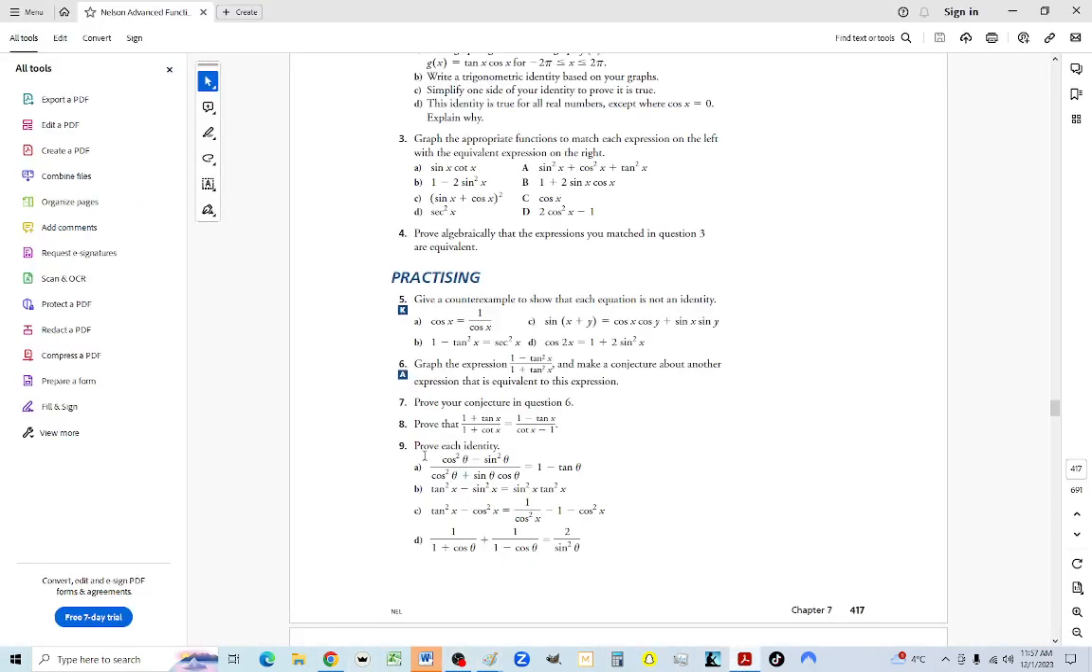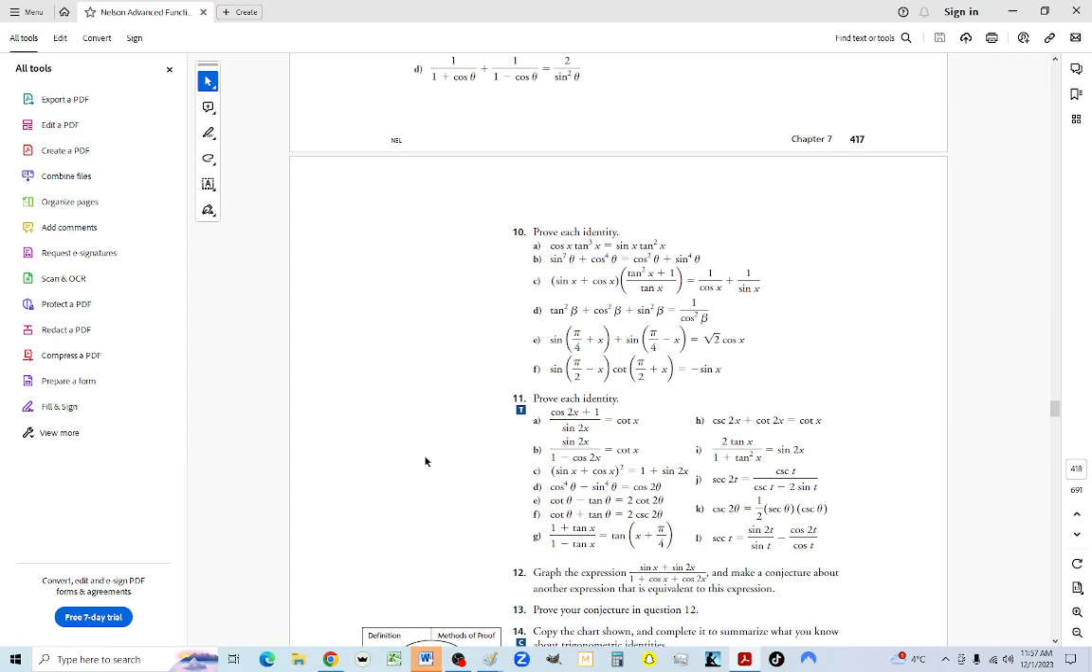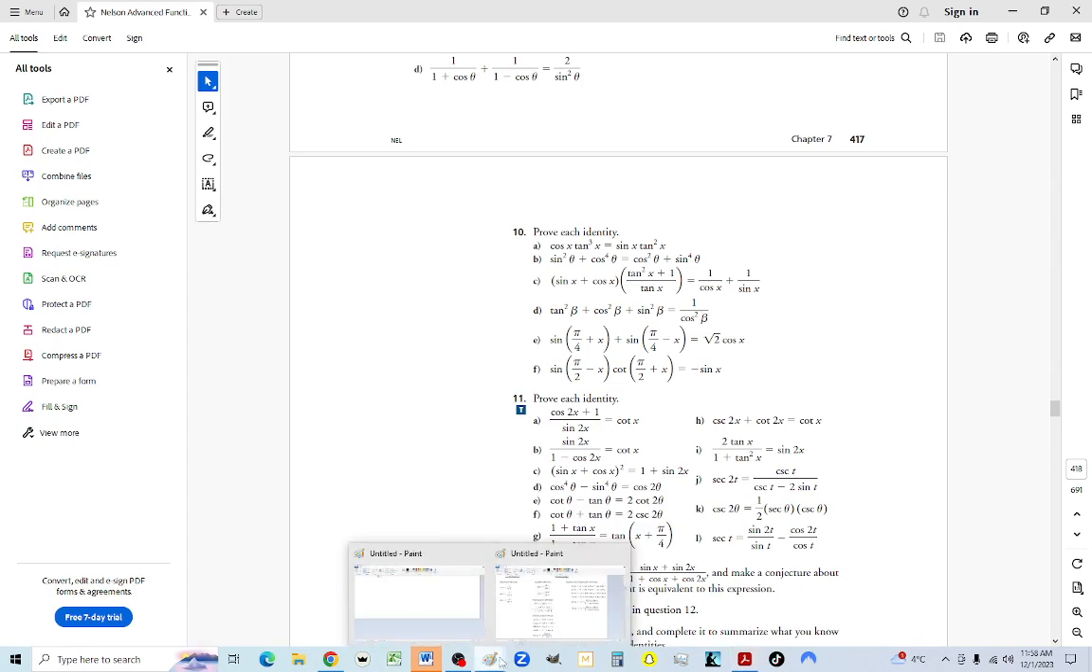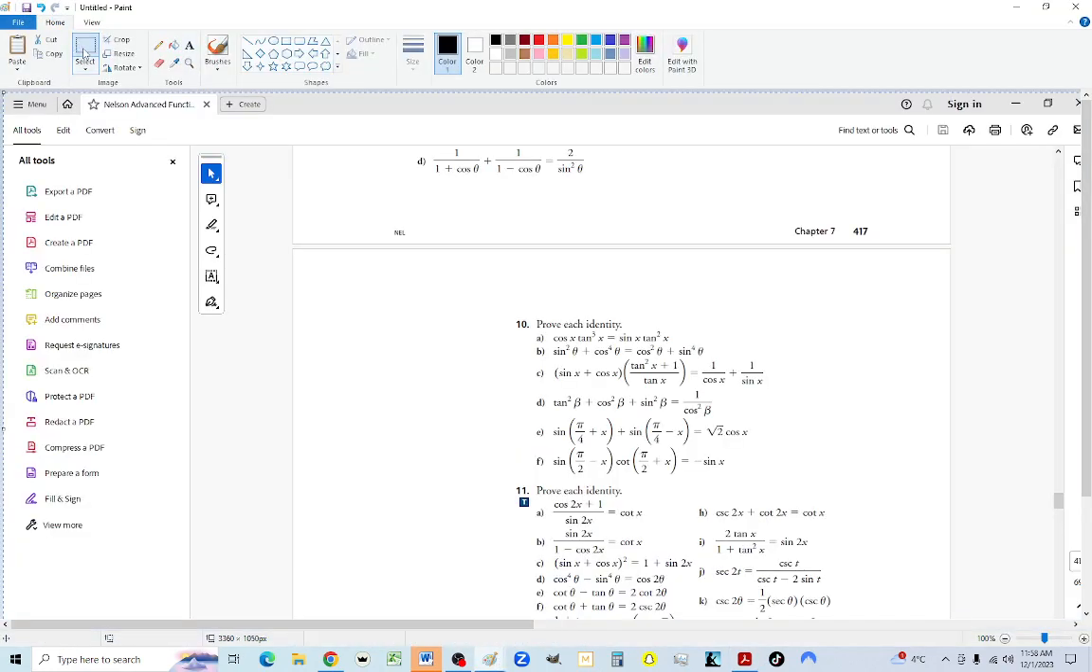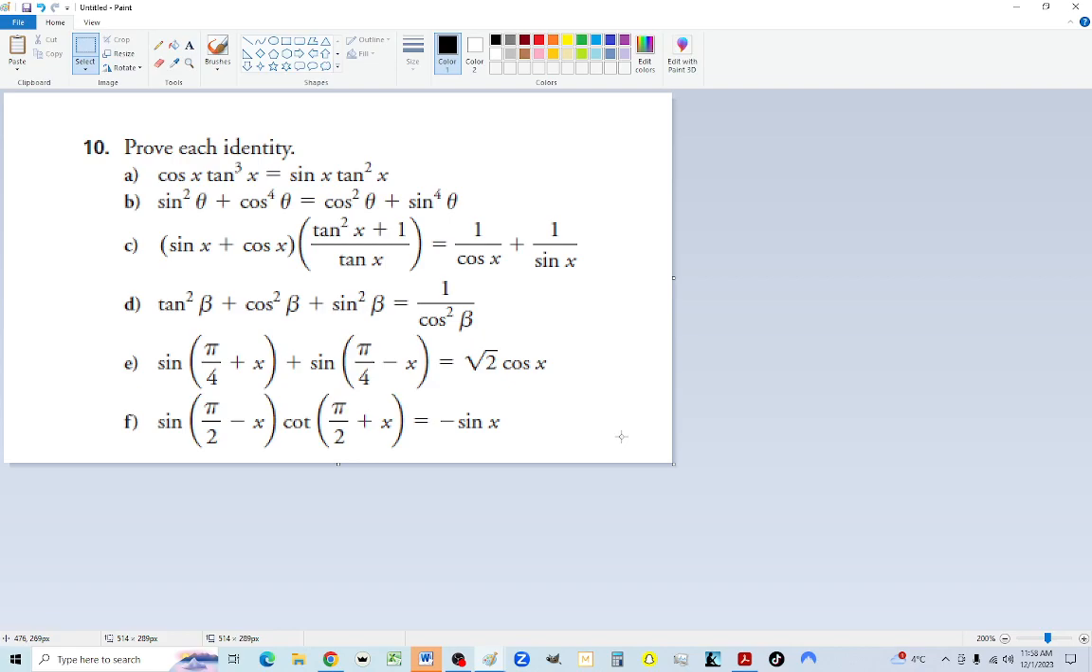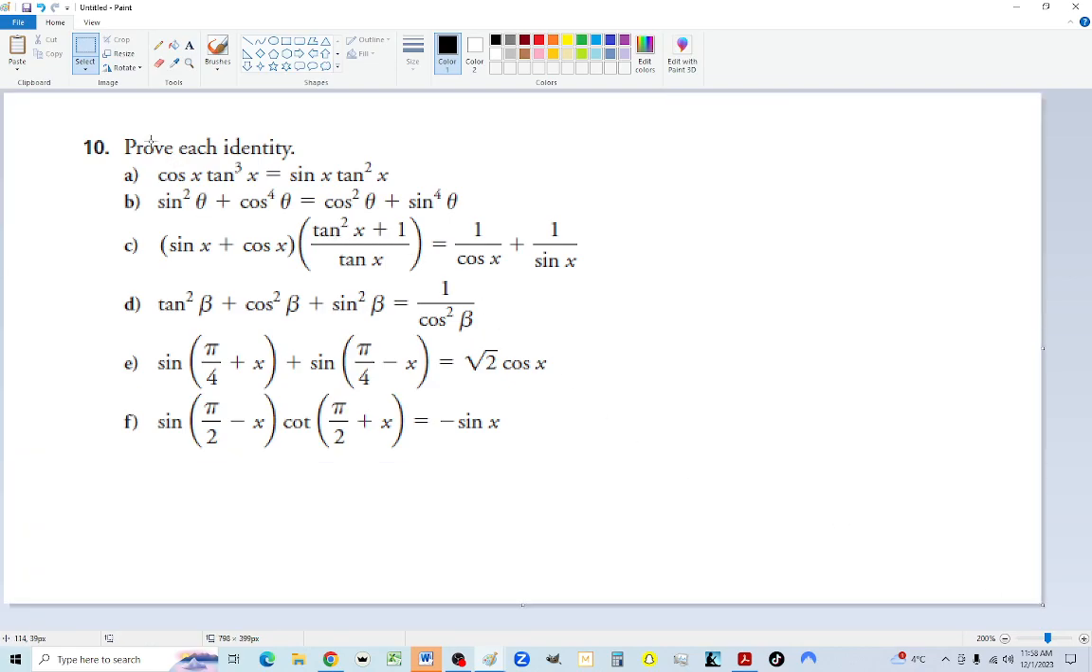How do you do other ones? Keep proving, keep proving, keep proving. Prove each identity. So you can see they just want you to. Now, there's an interesting thing coming up. Eventually, for the tougher ones, you're actually going to use quadratics and other tricks. But here, keep in mind that a lot of it's converting tan into its recognizable form.